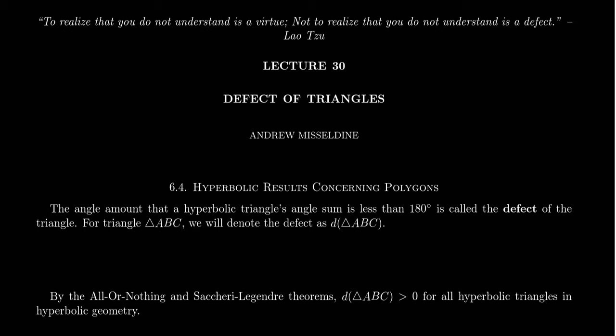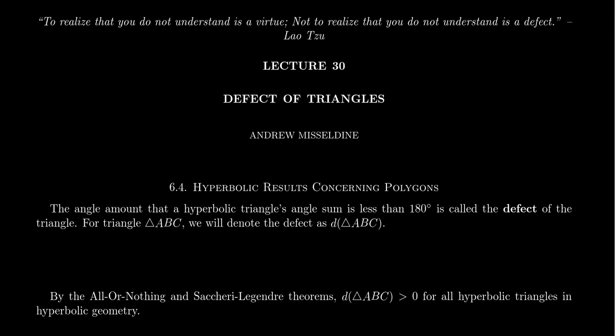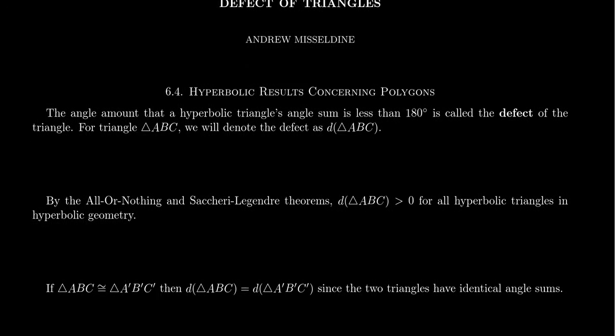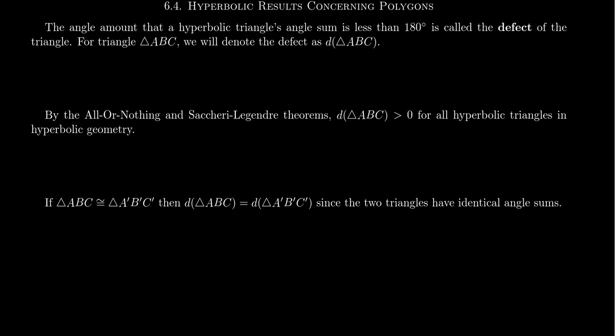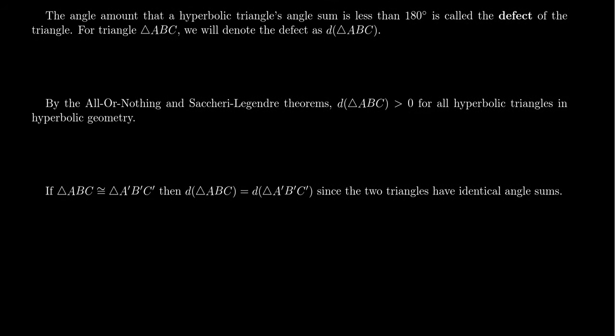It turns out in hyperbolic geometry, you can get a defect arbitrarily close to 180 degrees, and you can get a defect arbitrarily close to 0 degrees. We'll talk about this a little bit more in the future. But this kind of summarizes what we've seen here on the screen right now.